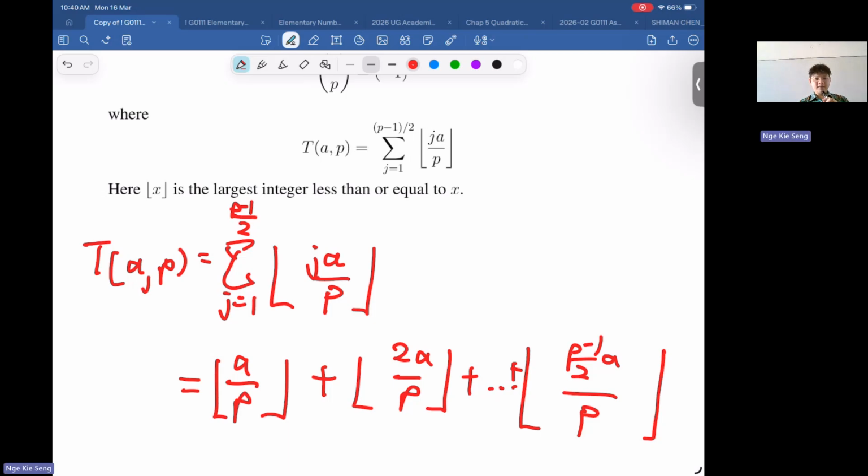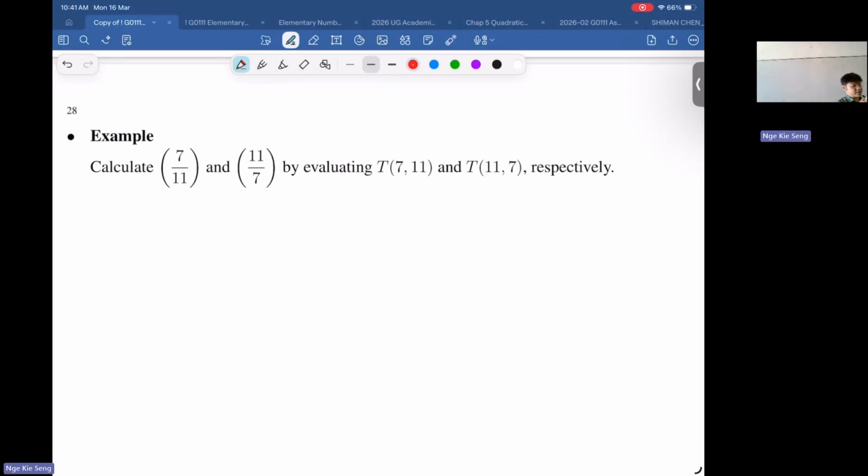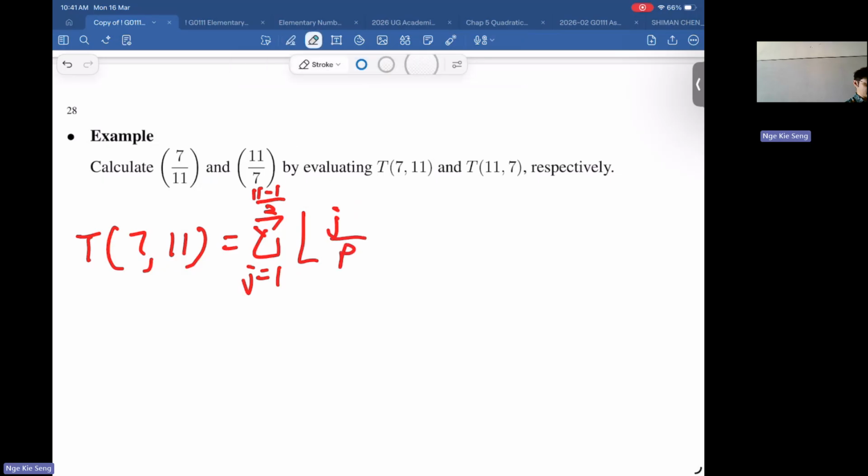Okay. If that makes sense, maybe we can try one calculation, and then I'll let you try the other. So let's compute the Legendre symbol of 7 over 11, and 11 over 7, using T(7, 11) and T(11, 7). I'll do 7 over 11 and then I'll let you try 11 over 7. To do that, we need to check what T(7, 11) is first. The formula is summing up from j equals 1 to p minus 1 over 2 of the floor of ja over p. So our a here is 7, p here is 11. What is 11 minus 1 over 2? It is 5. So you will sum the multiples up to 5.